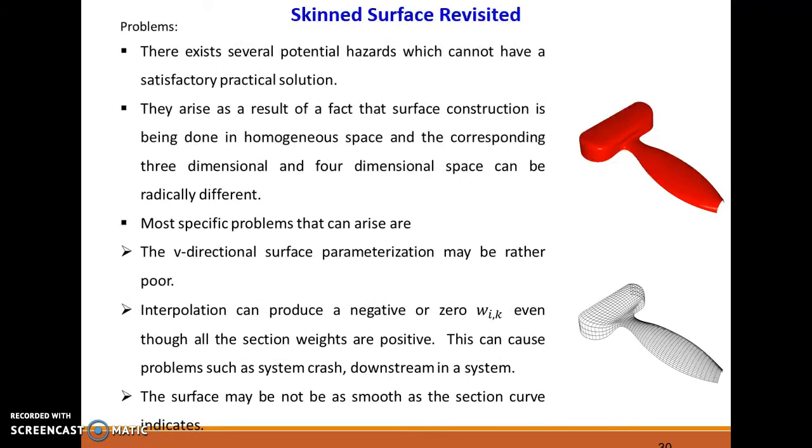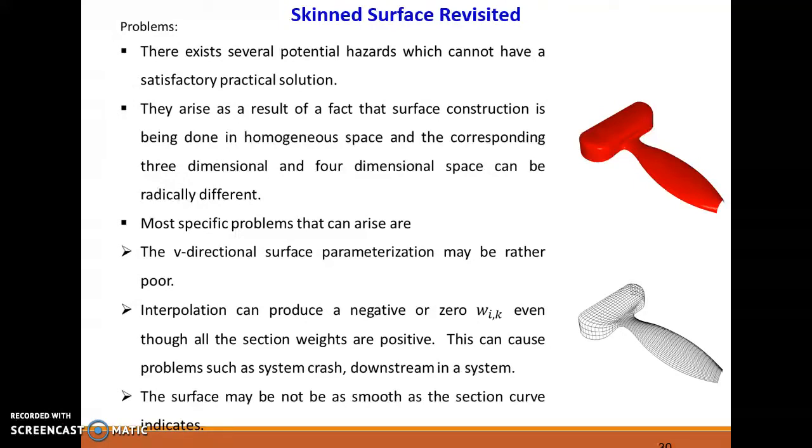So next, let's see what are the problems existing. There exist several potential hazards which cannot have a satisfactory practical solution. They arise as a result of the fact that surface construction is being done in homogeneous space, and the corresponding three-dimensional and four-dimensional space can be radically different. That is, when we construct the surface in homogeneous space, there might be chances that in that three-dimensional and four-dimensional space, the construction can be radically different.